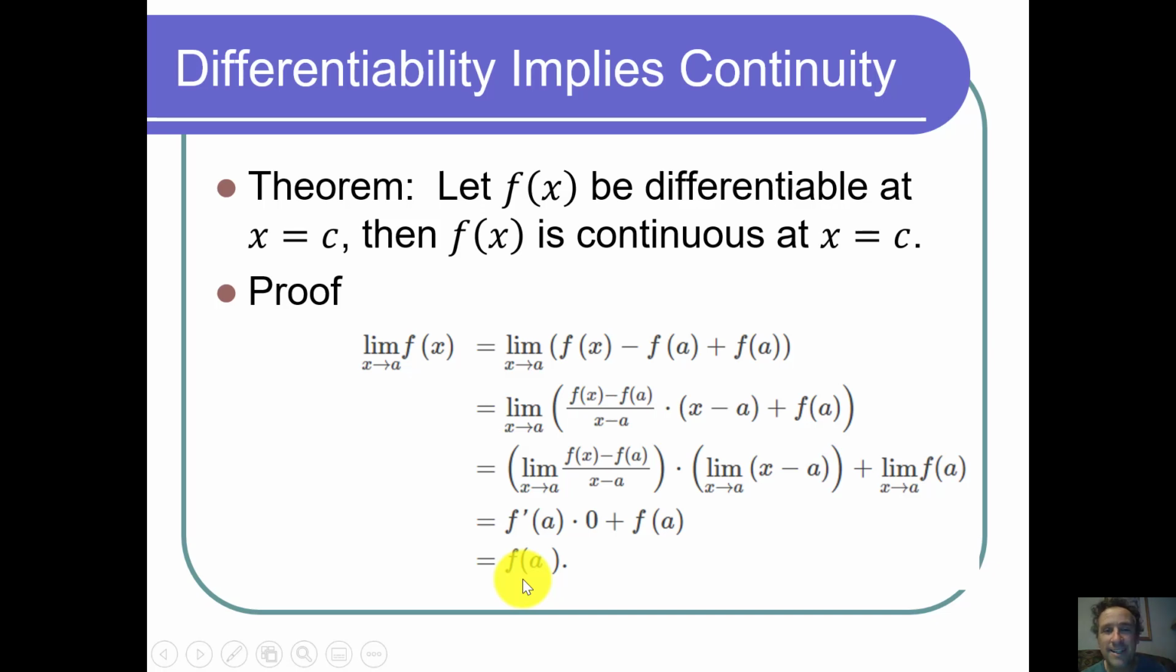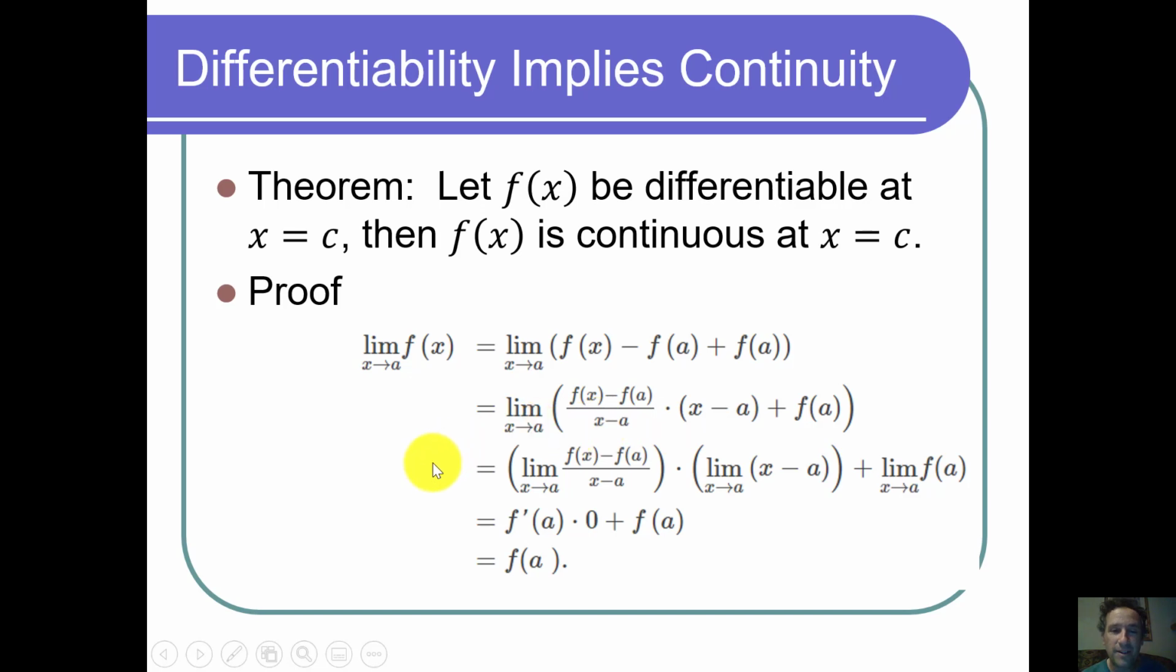So I've just proven that if f of x is differentiable, the limit exists. The limit as x goes to a of f of x exists, and not only does it exist, but it's equal to f of a. And that was the definition of continuity: a function is continuous if the limit as x approaches a of f of x not only exists, but is equal to f of a. So therefore, if f of x is differentiable at x equals c, then f of x is continuous at x equals c. And that always works.